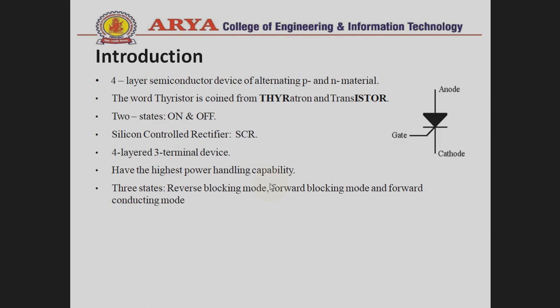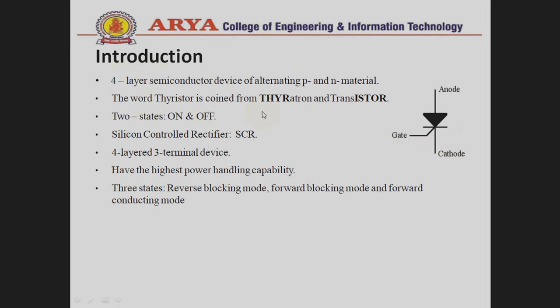First of all, introduction. Thyristor is a four-layer, three-junction, PNPN semiconductor switching device. It means it is a four-layer semiconductor device of alternating P and N type materials, and due to this reason it is called PNPN. It is a three-terminal device, and its terminals are anode, gate, and cathode.